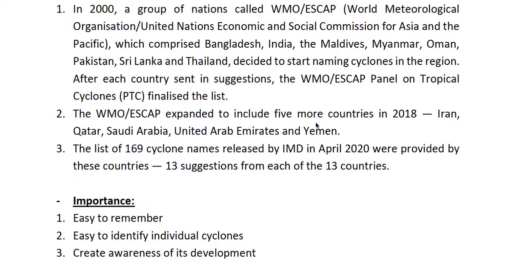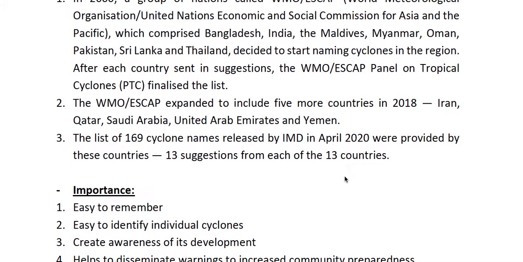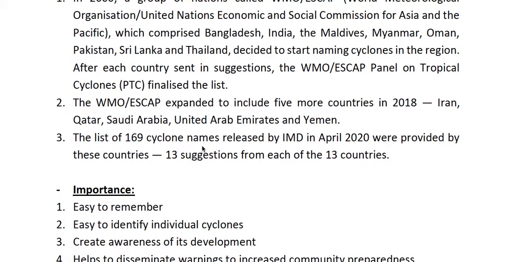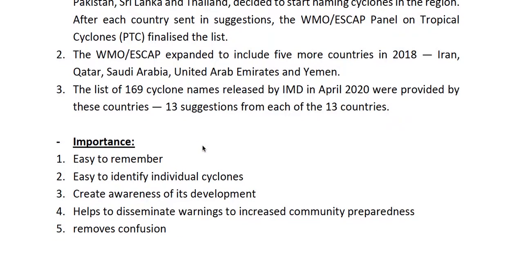Later on, 5 more countries were added in 2018 and now there are 13 countries who have suggested 13 names each. So in total there are 169 cyclone names. They go by the list, like suppose the first one is named by Myanmar, next is Oman, then some other country. It goes on till all these 169 names are exhausted, and after they are exhausted, it starts with the first name again.